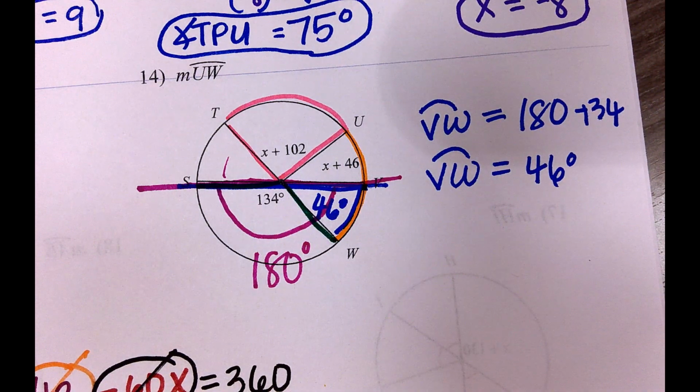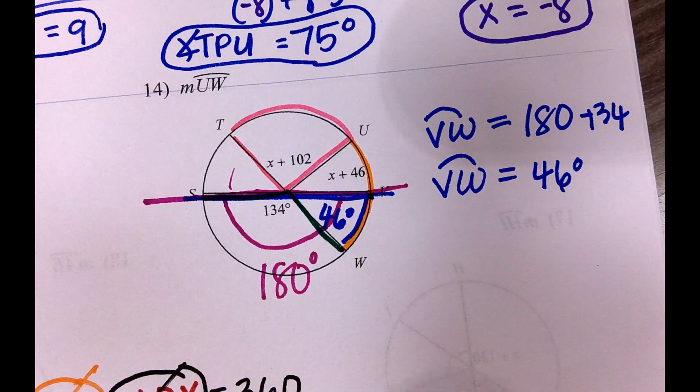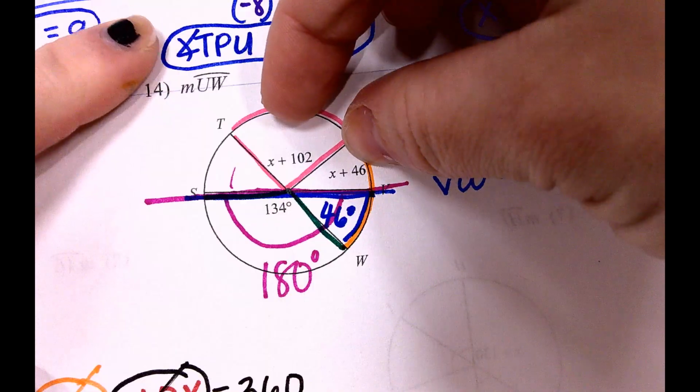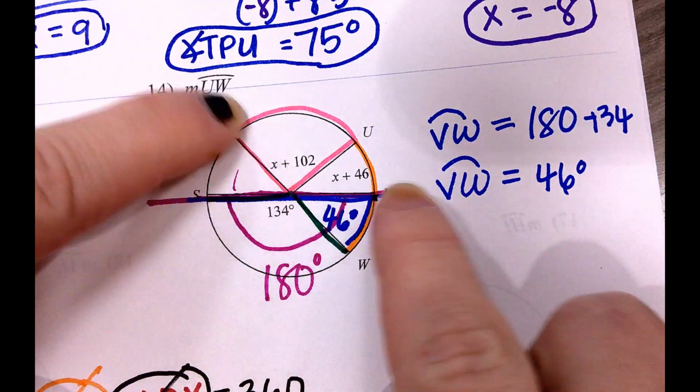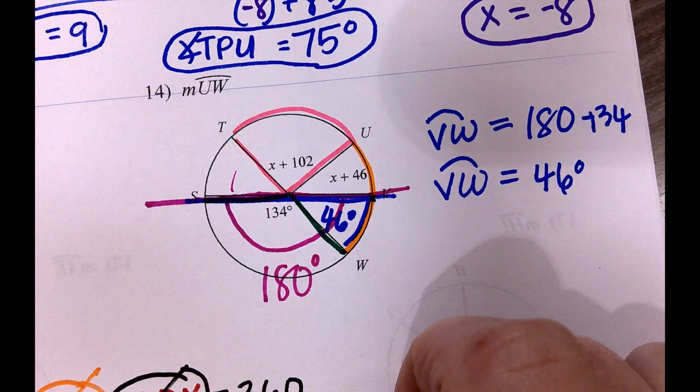So your equation would be x plus 102 plus x plus 46 plus 46 equals 180. You could absolutely do it that way. There is another way though. This is tricky because it's a very complicated vertical angle, but x plus 102 plus x plus 46, that whole angle is actually a vertical angle with 134. You see how those would be equal?